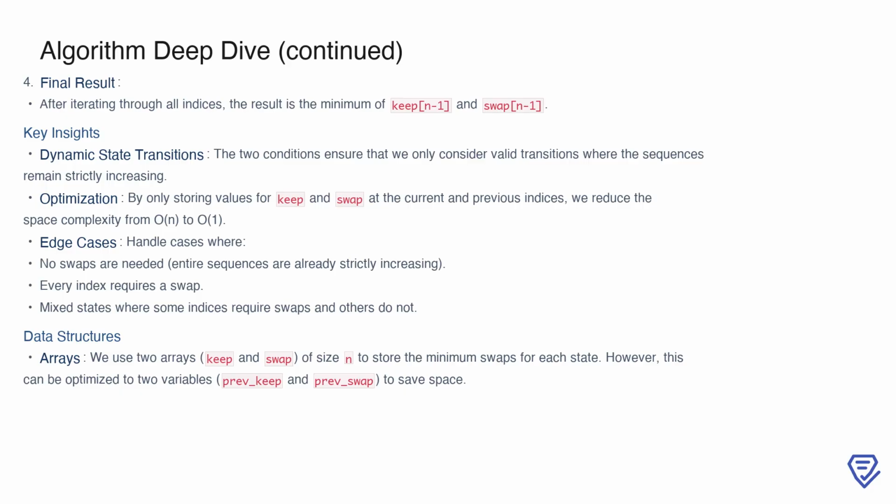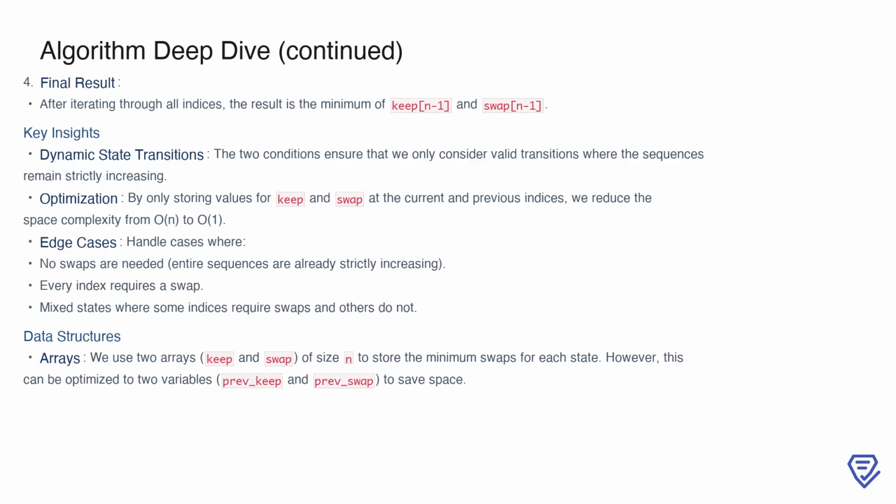solution by reducing the storage requirement. Instead of using arrays for keep and swap, we only store values for the current index and the previous index, reducing the space complexity from O(n) to O(1). Finally, it's important to handle edge cases, such as when no swaps are needed because the sequences are already strictly increasing, when every index requires a swap, or when some indices require swaps while others do not.